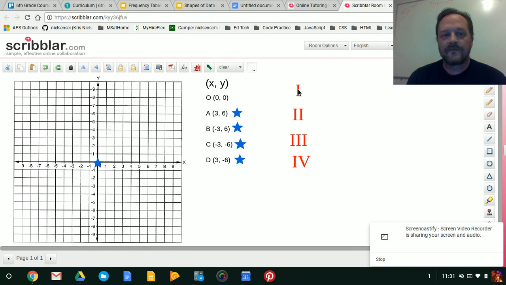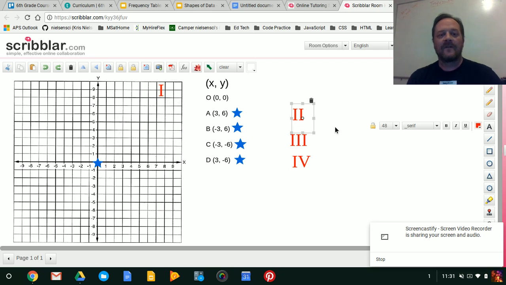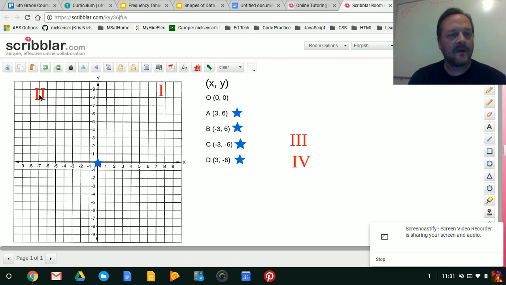Quadrant 1, interestingly, is in the top right. Okay, so there's quadrant 1. Quadrant 2 is to the left. We're basically going counterclockwise. And then quadrant 3 is down from there. And quadrant 4 is the one that's left over.